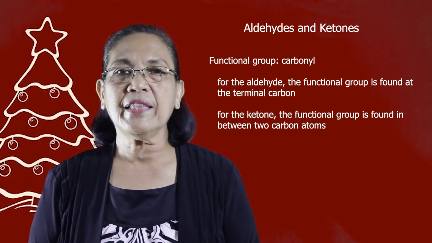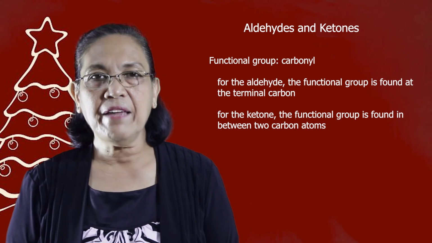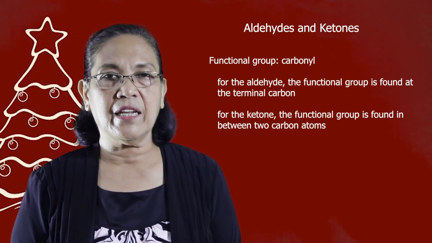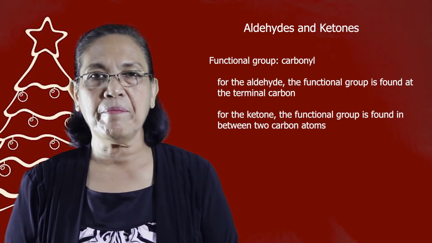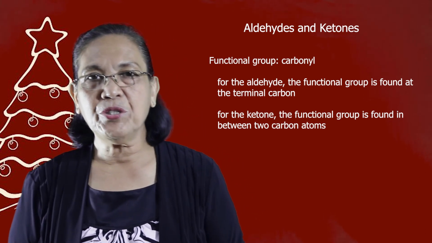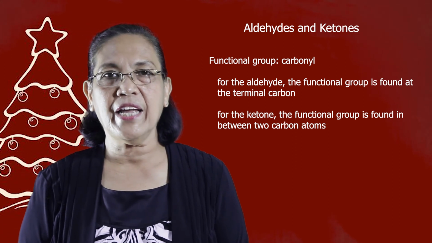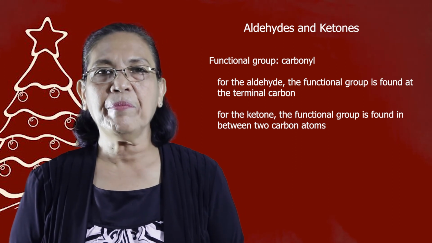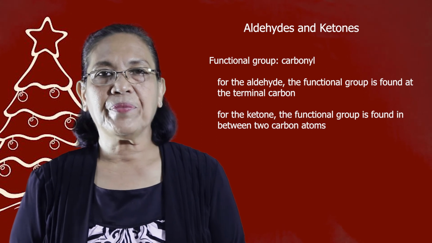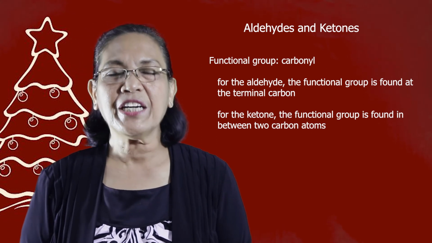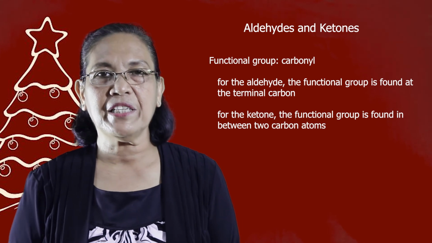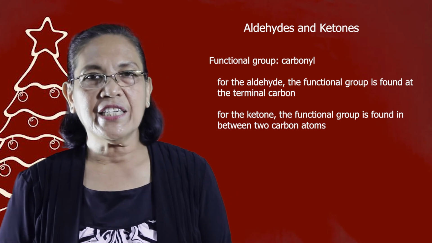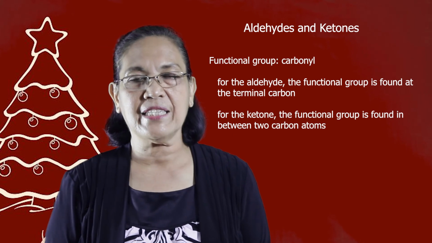Now, in naming the aldehydes, the name ends in -al. For example, if there is one carbon atom, it is called methanal. If there are two carbon atoms, it is called ethanal. Three carbon atoms, propanal. Four carbon atoms, butanal. Five carbon atoms, pentanal. Six carbon atoms, hexanal.